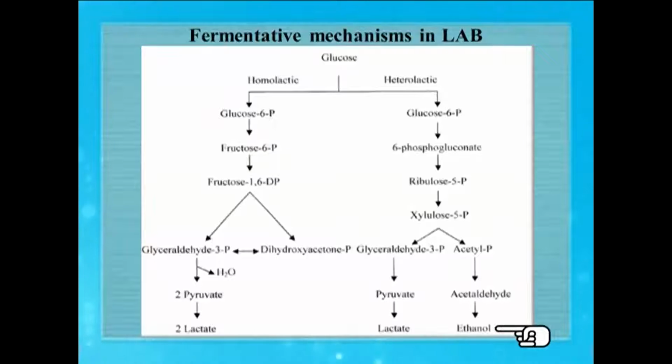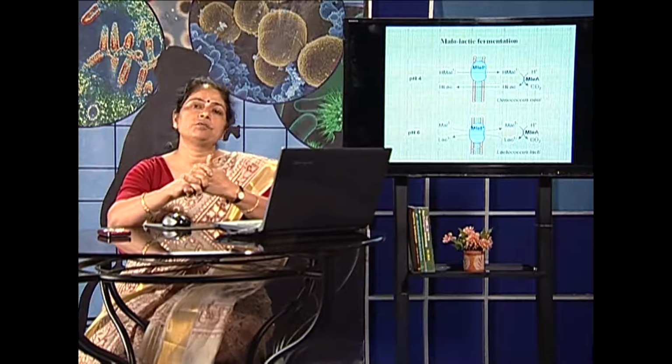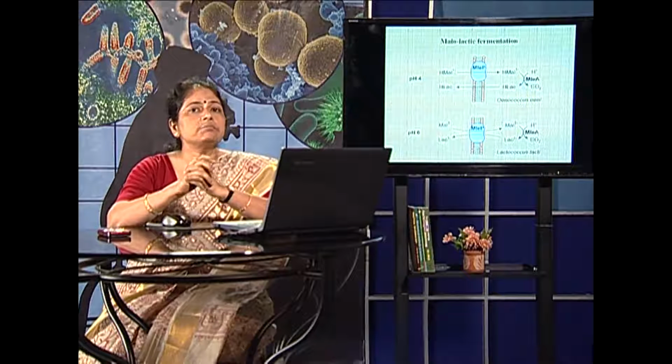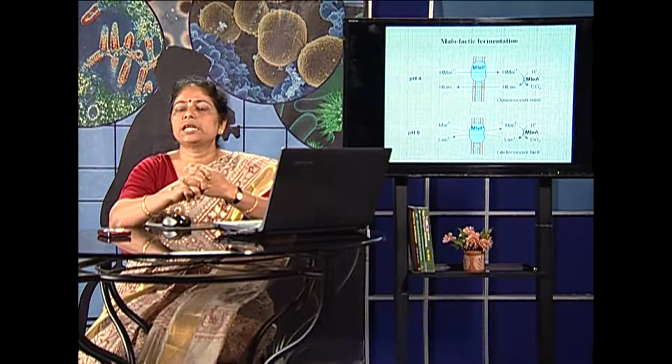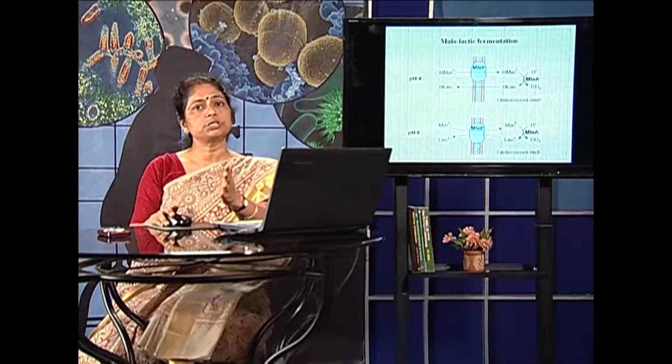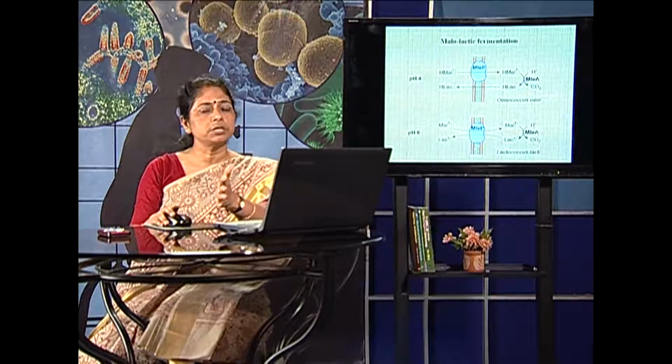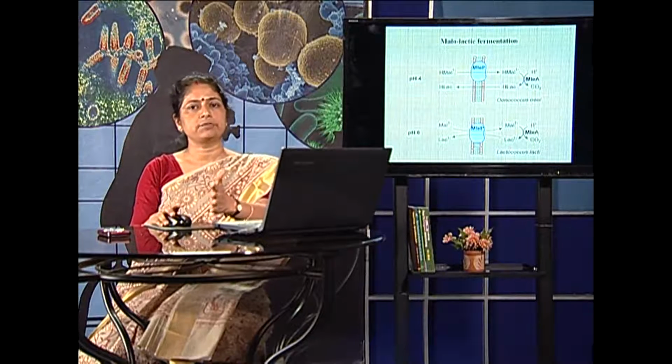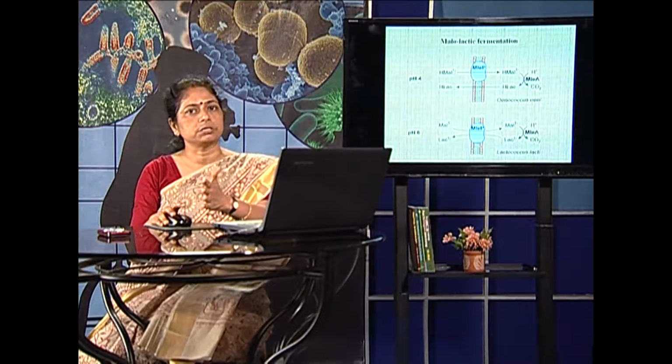And that is why this is called heterolactic, while in the homolactic we have formation of only one type of product. There is another fermentative pathway which is exhibited by some genera of the lactic acid bacteria, and that is called malolactic fermentation. Malolactic fermentation basically refers to the conversion of malic acid, which is naturally present in grapes, to lactic acid, and therefore this is called a malolactic fermentation.